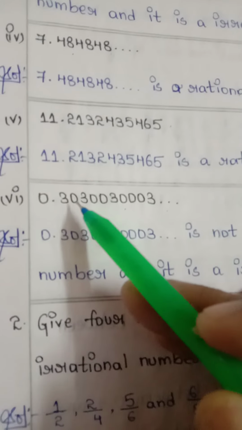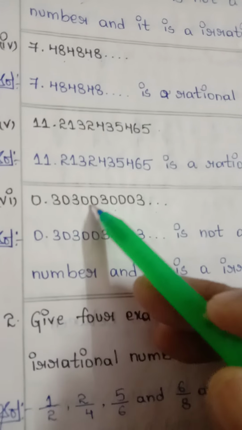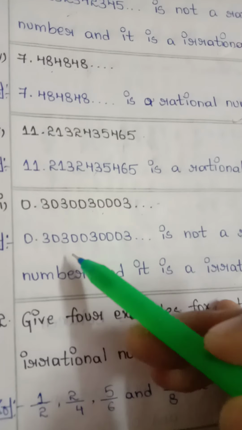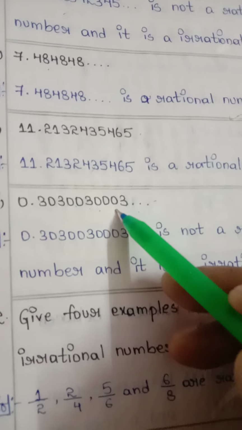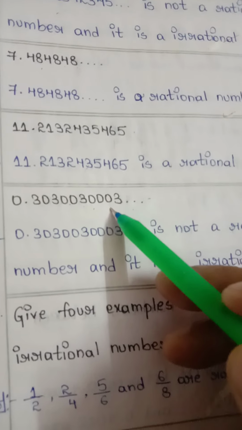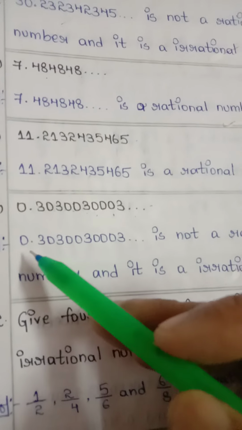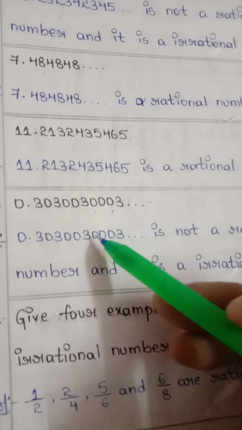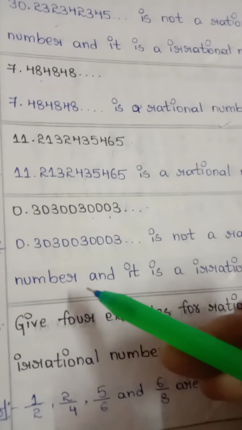Next, question number 6: 0.303003 and so on. This is a non-terminating and non-recurring decimal. Therefore, 0.303003 and so on is not a rational number, and it is an irrational number.